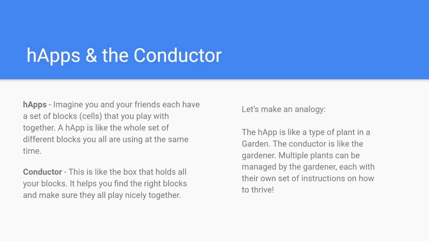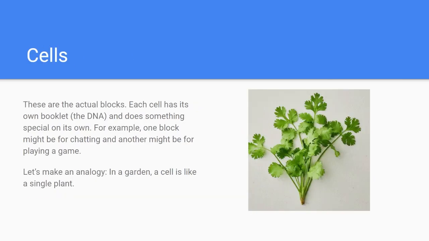So the conductor is maintaining the garden, watering it, making sure it's following the rules to help it thrive, essentially. Multiple plants can be managed by the gardener, each with their own set of instructions on how to thrive. Like the gardener, the conductor can host multiple hApps at one time. That's just how it's designed. It's a very open and flexible design.